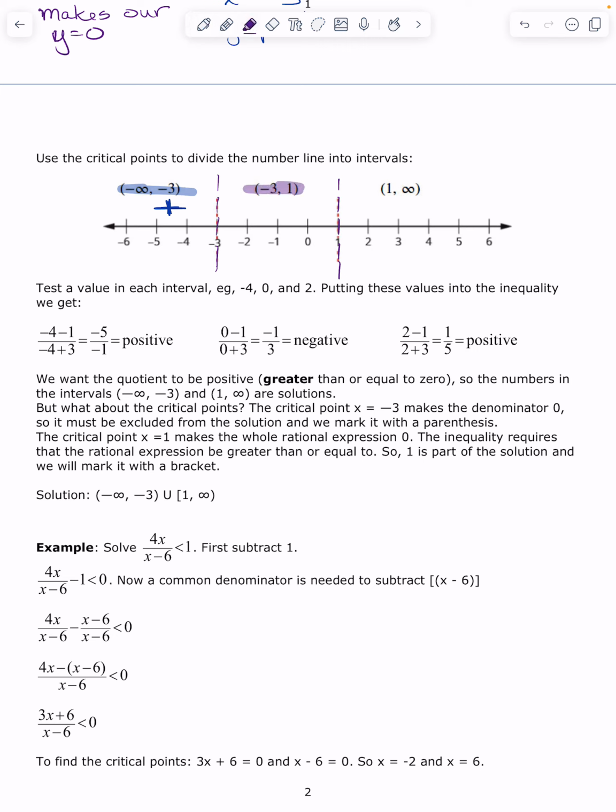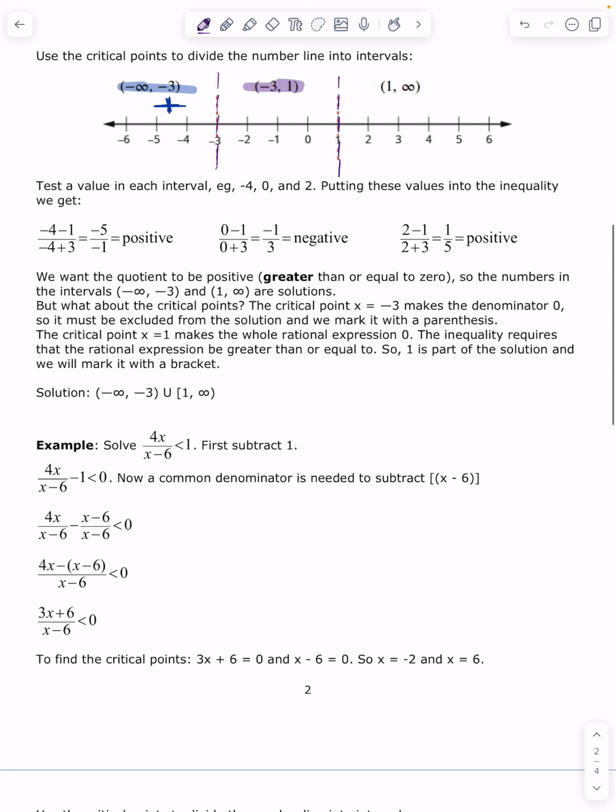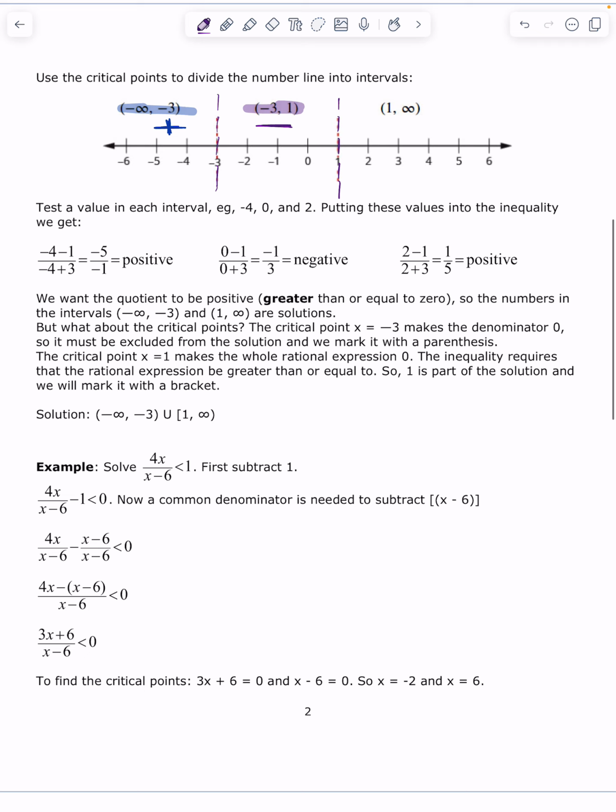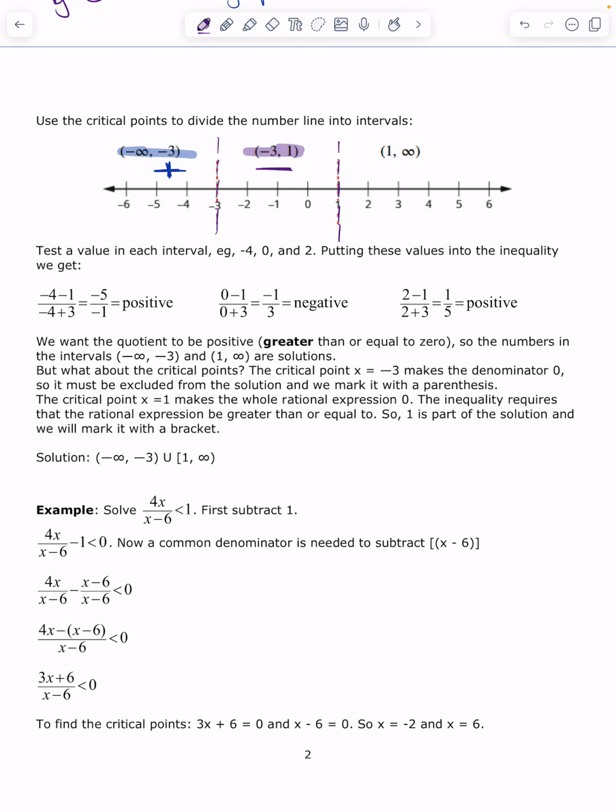This one, -3 to 1. Easiest thing to plug in is 0. That's what we do. 0 minus 1 is -1. 0 plus 3 is +3. -1 divided by 3 is going to be a negative number. You will notice when I go through some of the examples, I don't really worry about what the numerator and denominator actually is. I just kind of look at whether it's positive divided by positive, positive divided by negative, figure out what's going on there. Okay.